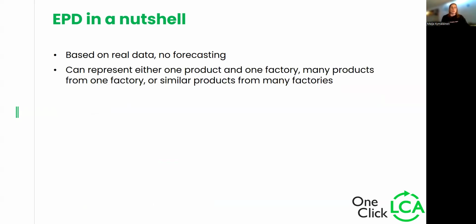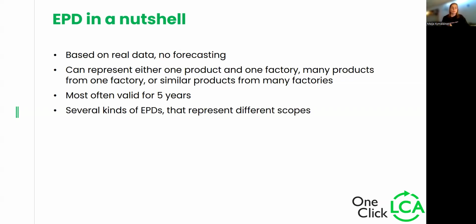They can represent either one product and one factory. They can represent many products from one factory or similar products from many factories. So there's different types of EPDs for all these situations. They're most often valid for 5 years. There's also several kinds of EPDs that represent different scopes.